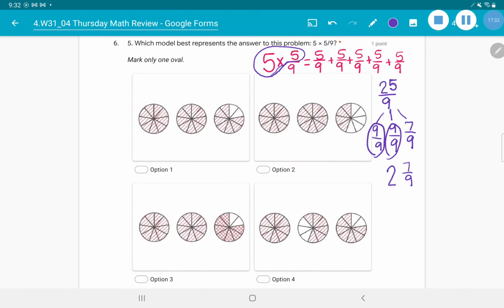Which one of those shows 2 and 7/9? Option 1. Very good. Questions on today's daily math?